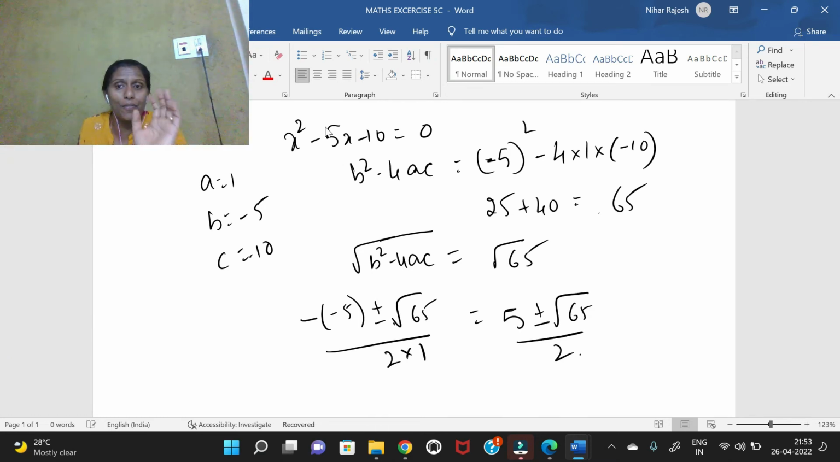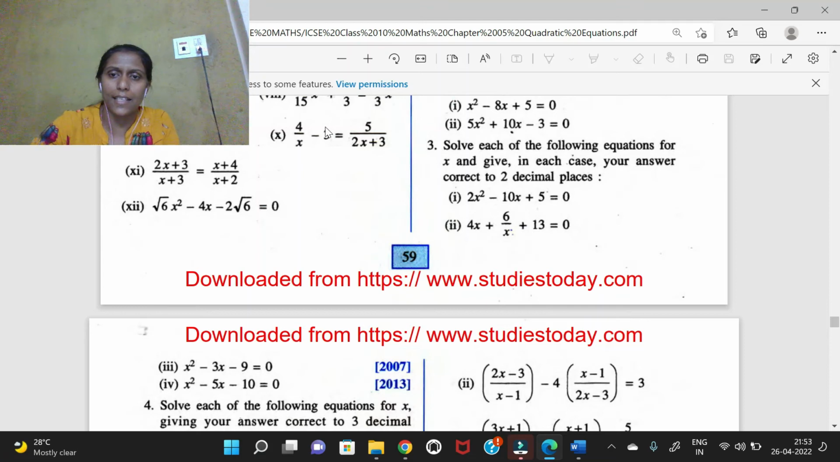This is our answer for now. And we need to correct it to 2 decimal places. That I will show you in the long division method. What are we going to do in the long division method? We'll take some numbers and see how we are going to find the square roots. So the same method you apply here, right? And then arrive at the answer. Next.